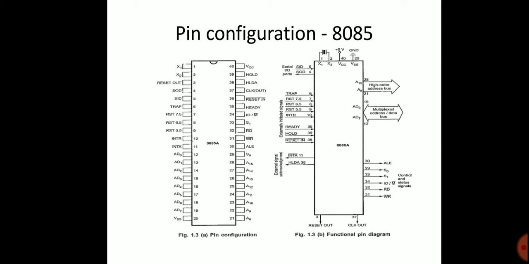And the serial input and output signals. The serial in-out signals can be divided into two categories. Number one, serial input data and serial output data. The serial input signal is used to accept serial data bit by bit from the external device. The serial output data is an output signal which enables the transmission of serial data bit by bit to the external device.